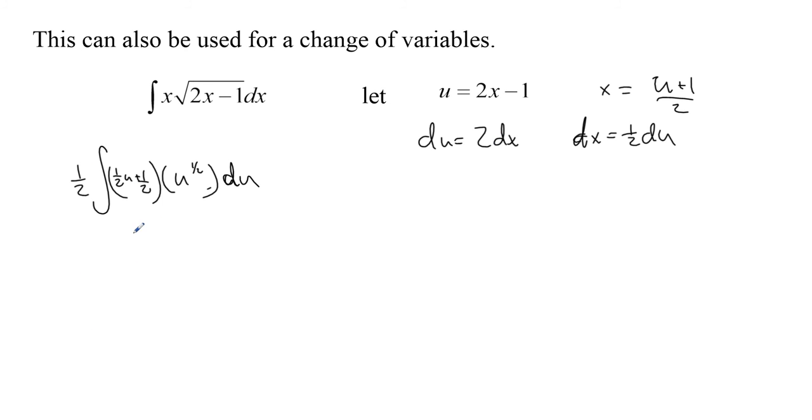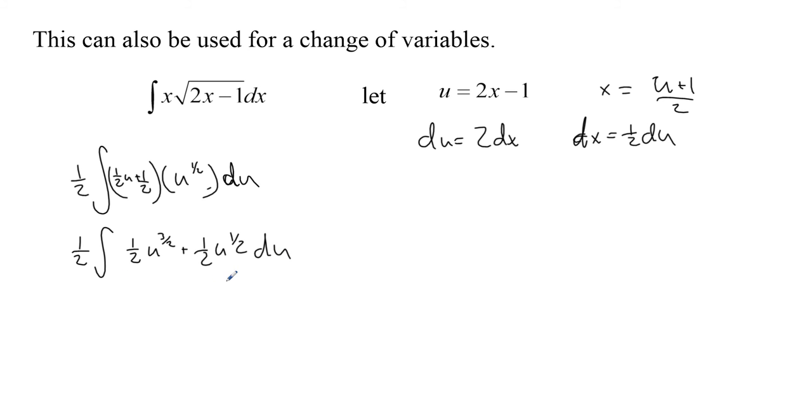All right, so now how does this help me? Well, I couldn't distribute the x across the parentheses with the exponent, but I can distribute this u to the 1/2 across this thing because there is no exponent there. So I can say it's a 1/2 integral of 1/2 u to the 1 plus a 1/2, which would be 3/2, plus 1/2 times u to the 1/2, du.